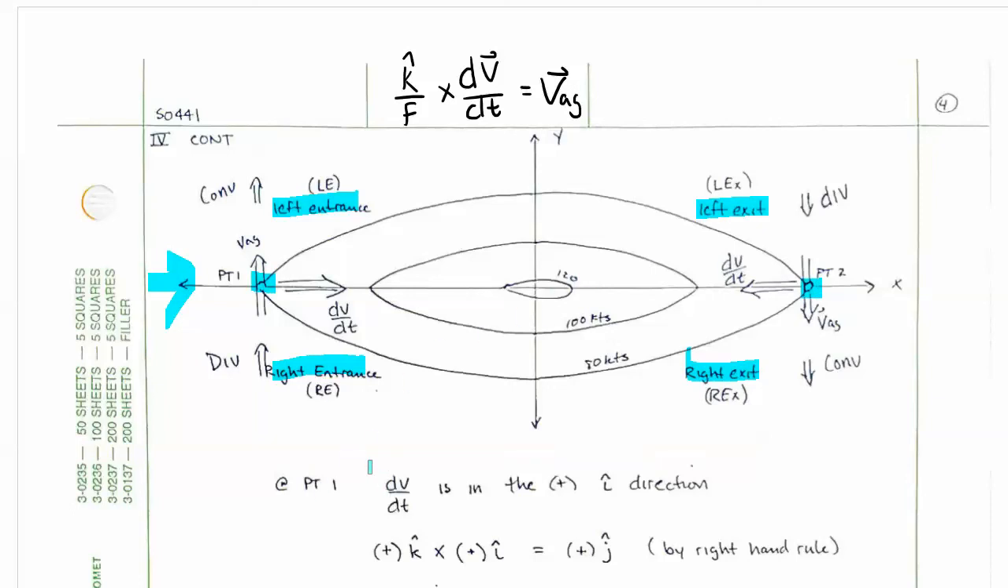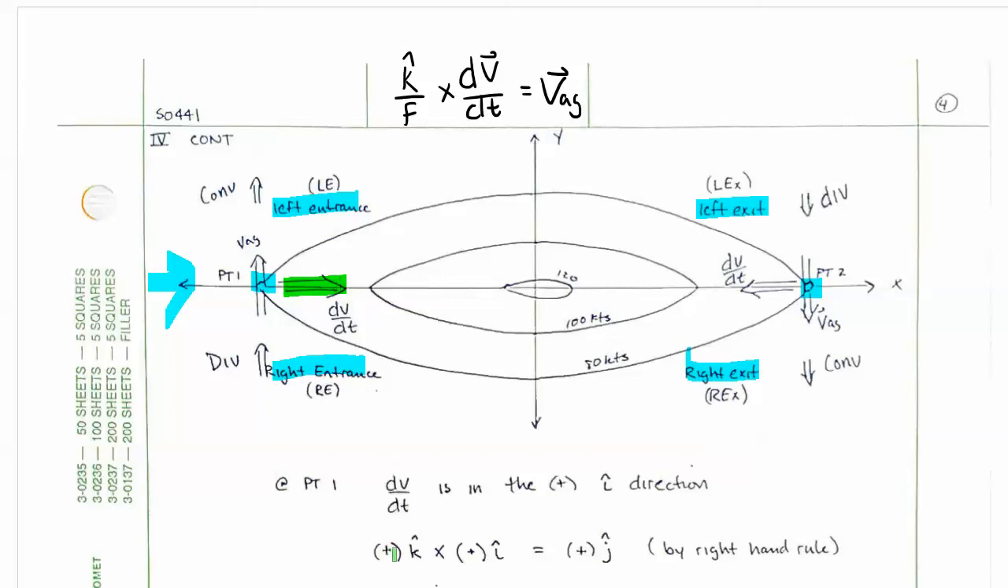If I'm at point 1, we know that the velocity here is less than the velocity here, so that means I'm accelerating in this direction in the entrance portion of the jet streak. So that means it's in the positive i direction. So acceleration, which is right here, is in the positive i direction.